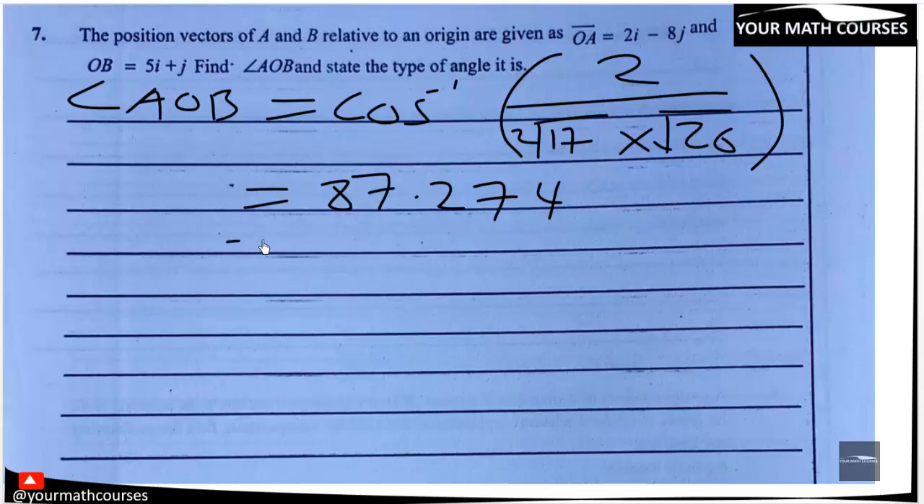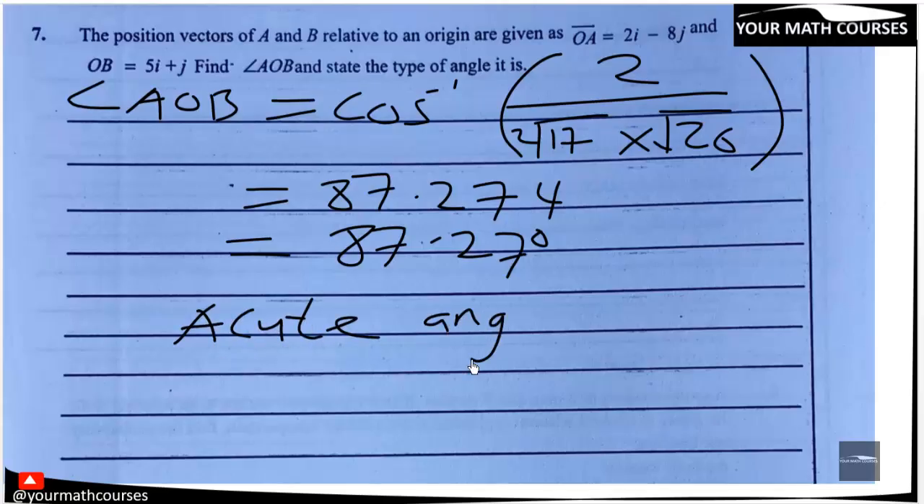And that will give us 87.274. To 2 decimal places, we get 87.27 degrees. So that is the value of angle AOB, and this is an acute angle, because it's less than 180 but greater than 0. So this is to 2 decimal places.